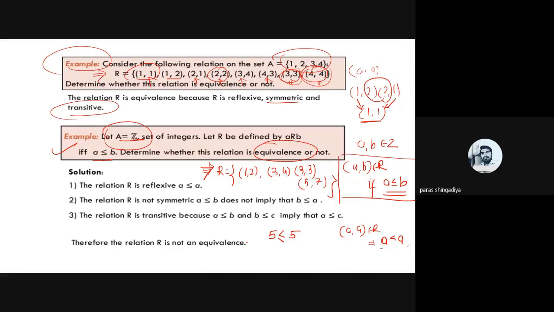Clear? So for every value of a belonging to Z, a less than or equal to a always satisfies that, and therefore we can say that (a, a) belongs to R. Clear? So therefore it is reflexive.